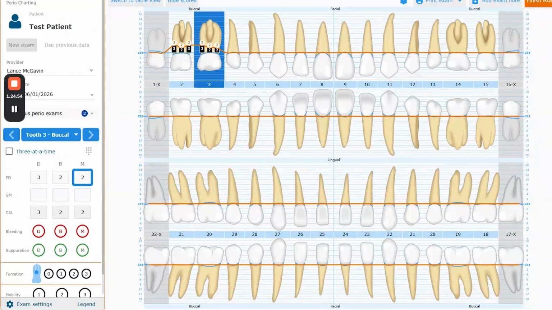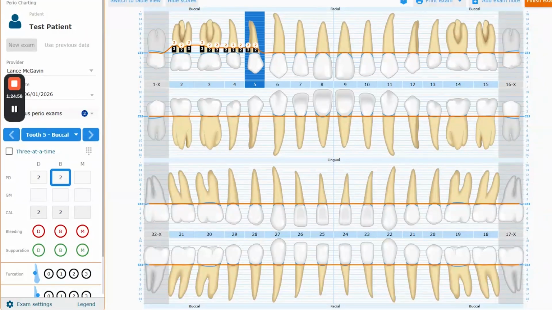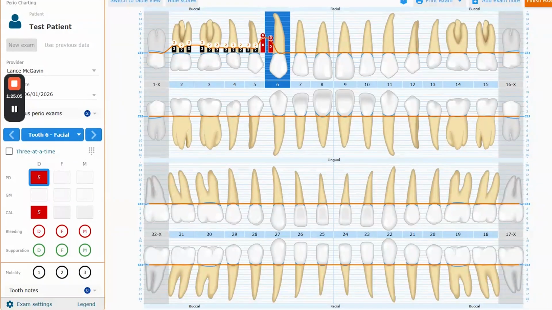But just watch it as it's going, 2, 2, 2. If you see a defect on the x-ray, say there's a big defect between here, it's corresponding with where we're marking this deeper probing depth.